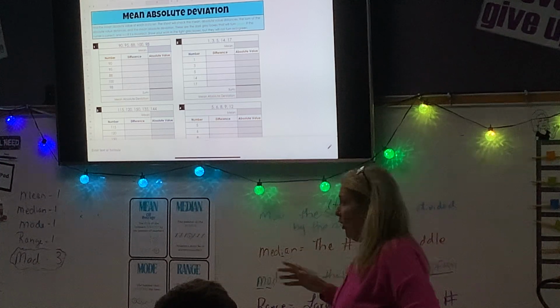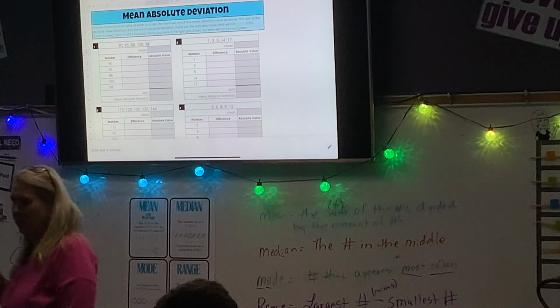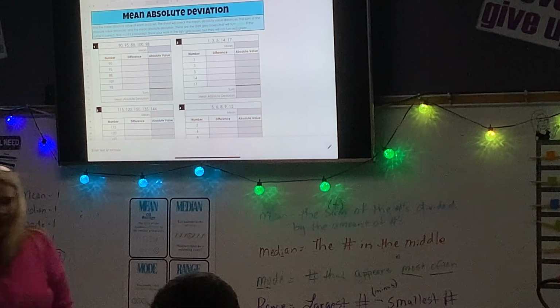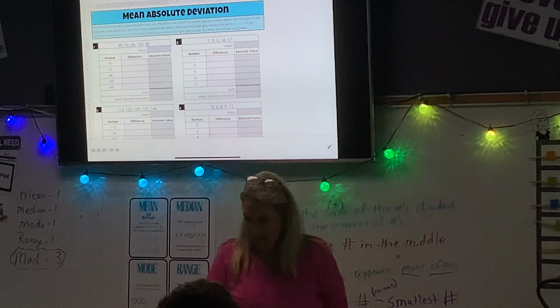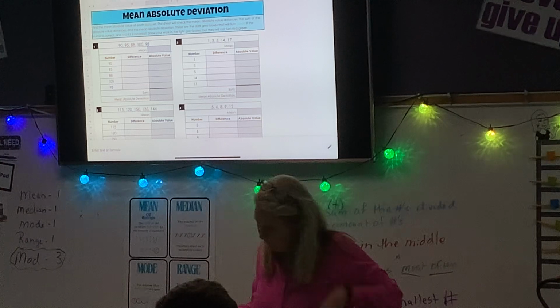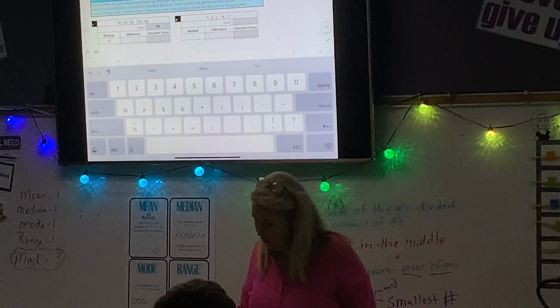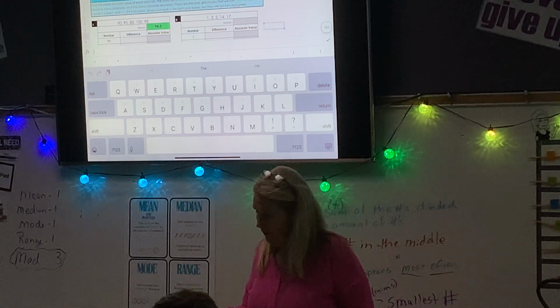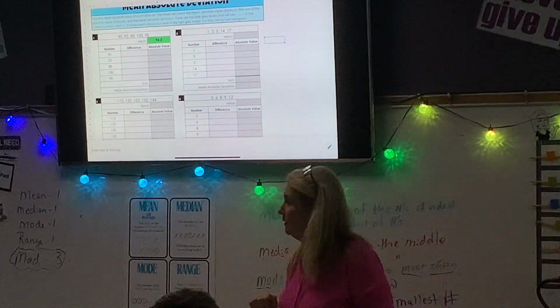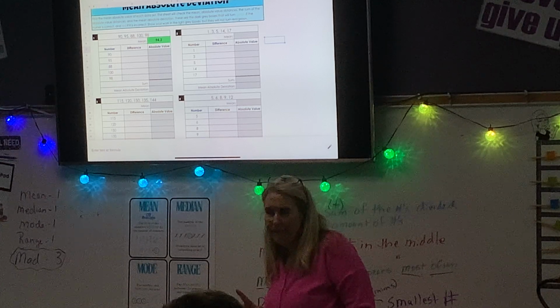Now, you will go and it says mean absolute deviation. Now watch this. Everyone in here should have 100. Just watch what it does. So we said our mean was 94.2. So you would type in 94.2. Hit enter. Look what it does. It turns green. If it's wrong, it'll turn red.